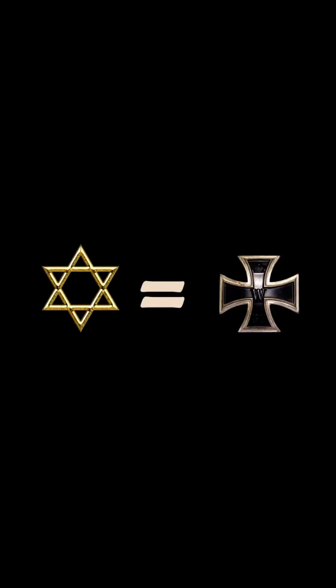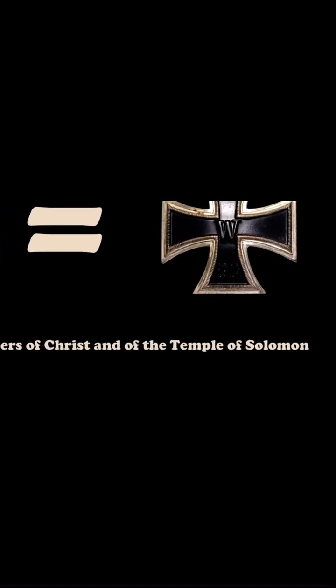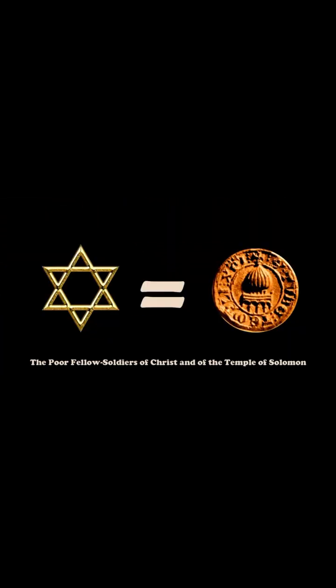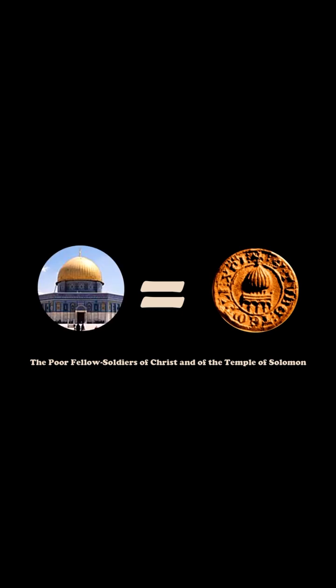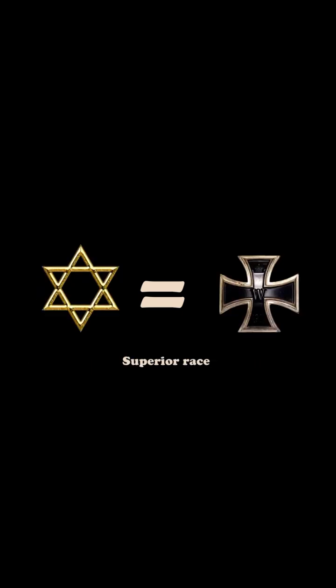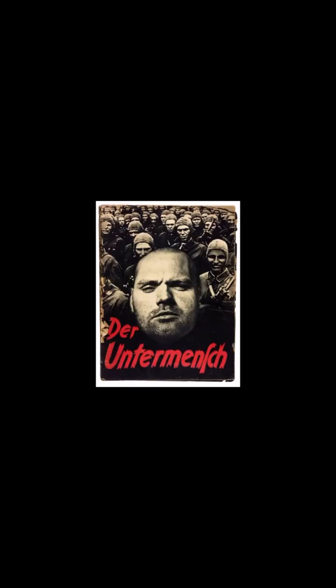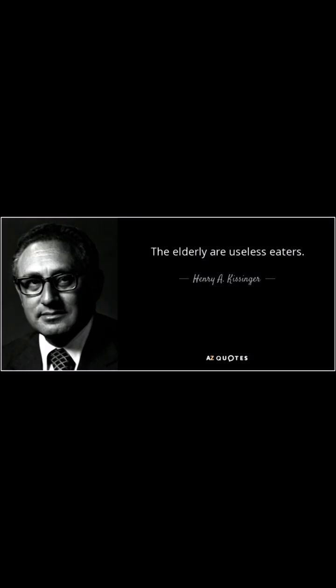Another giveaway. The Templars are defenders of the Temple of Solomon. Very strange. Another giveaway. The superior race theory. In one version you have the Untermenschen. In another version you have the Goyim, or the useless eaters.